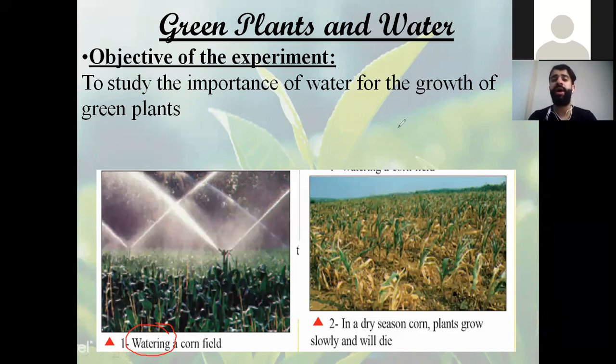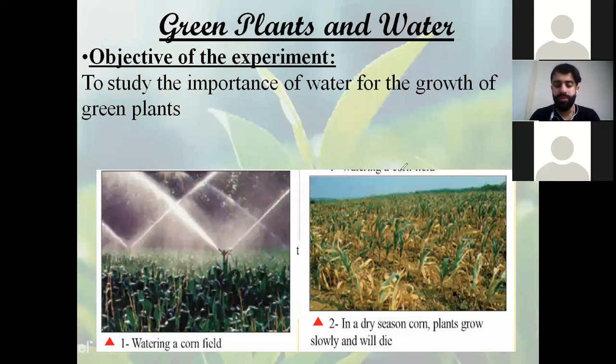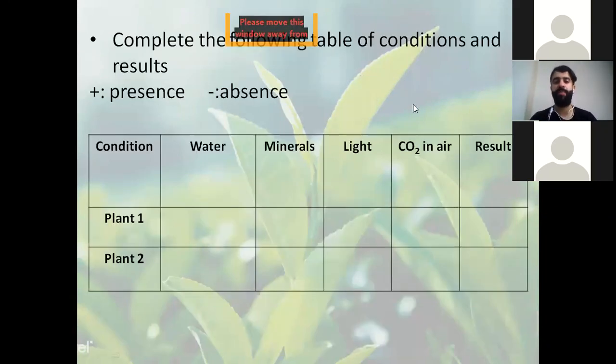So if I ask you, Yamiya, what can you conclude from this experiment? What can you conclude here? I can conclude that water helps the growth of green plants. It is important for the growth of green plants. Very good. So water is important for the growth of a green plant.